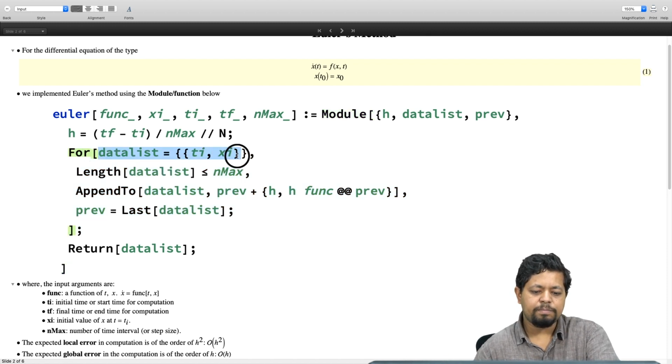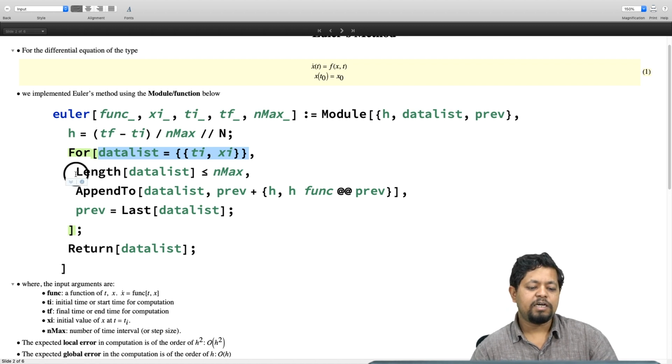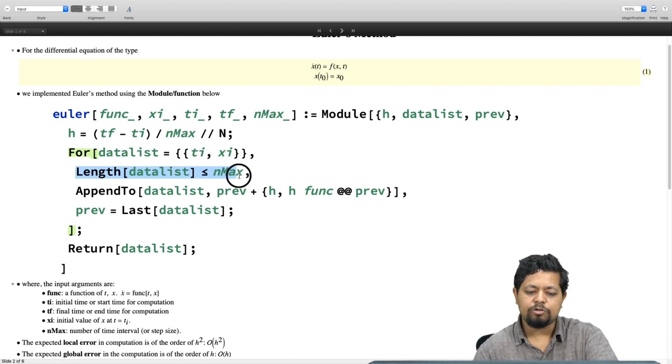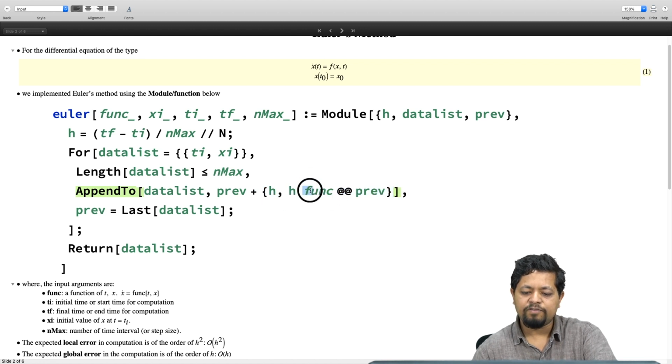This is the initialization step. We define the first element of the data list, which is the solution that we are looking for. So our solution is stored in the data list. The condition is that the length of the data list should be less than n max. Then in the increment part we are appending to the data list the previous element plus the increment, and this increment is both the increment in time and the increment in x. f acting on the previous value is giving me the derivative, which multiplied with h gives me delta x.